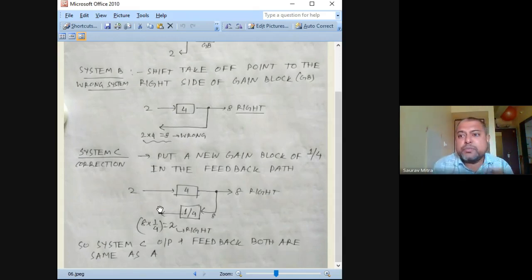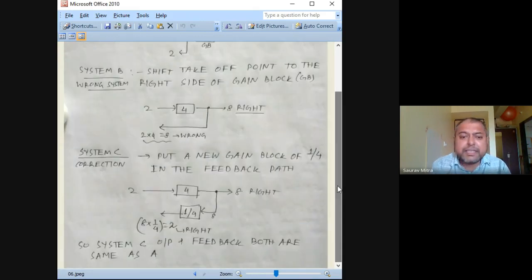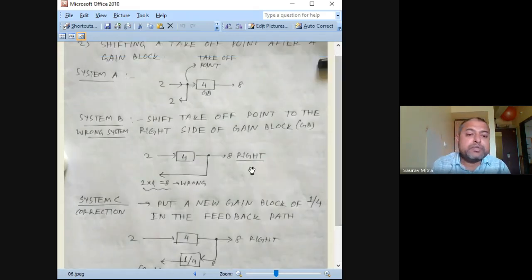So there are 3 output points: one is input, one is actual output, one is feedback output. In circuit A, input was 2, actual output was 8, feedback was 2. And in the circuit below, it is also like that: input is 2, output is 8, and feedback is also 2. So this B is actually wrong, because in this B, shifting has happened but compensation has not happened.